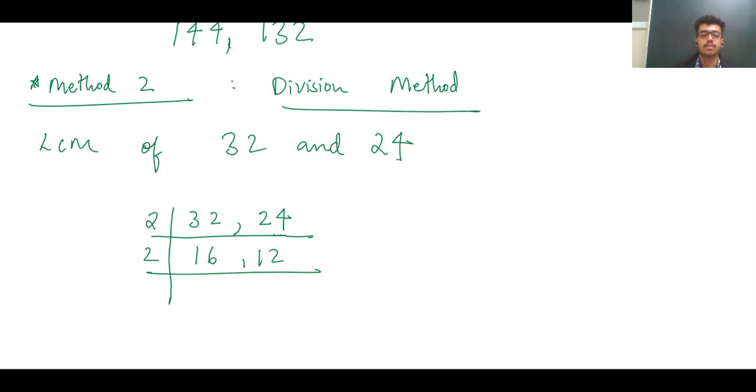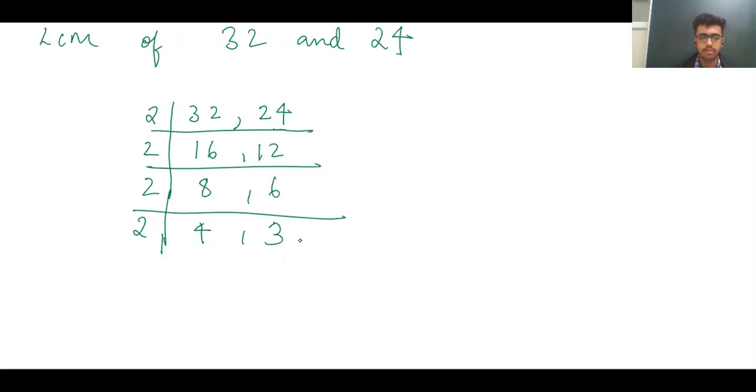Then what will I get? 8 and 6. Again if I divide by 2? 4 and 3. Again if I divide by 2? 2 and 3. Yes, so 2, but 3 is not divisible by 2. 2 is not a factor of 3. So I'm just going to keep 3 as it is.